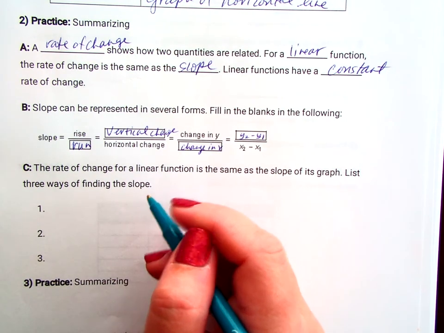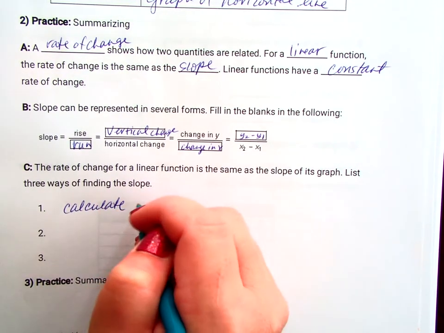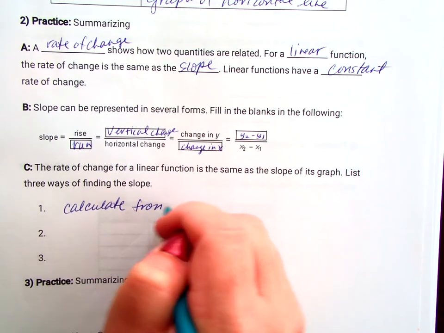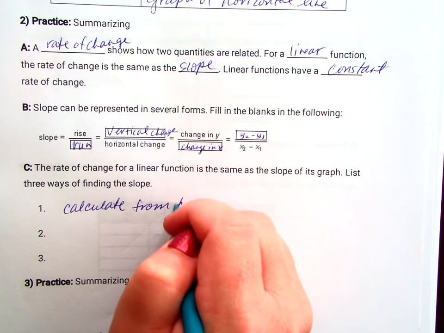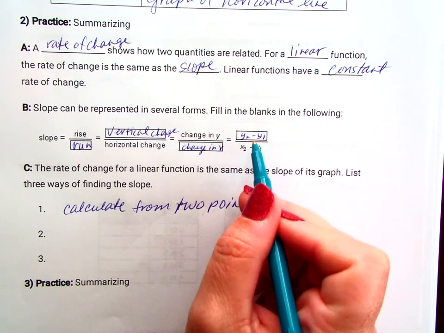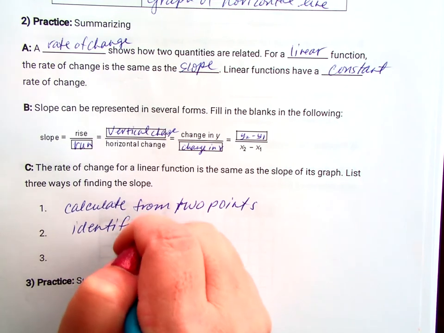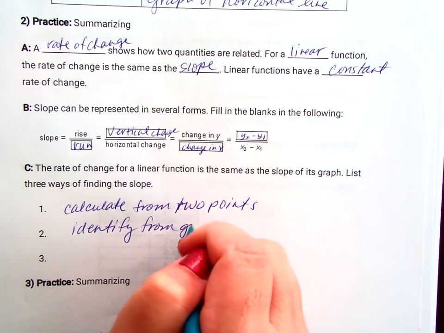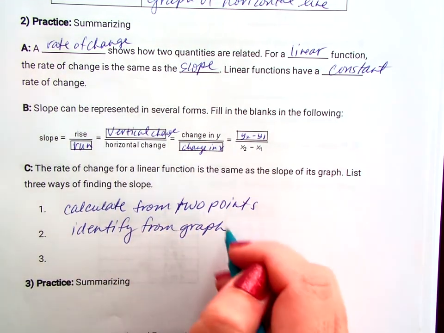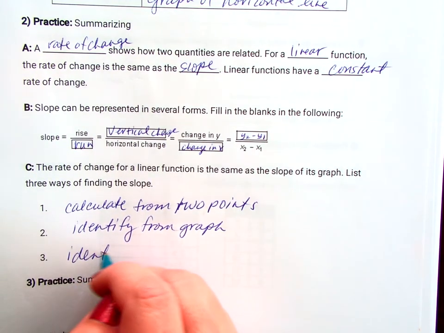What are 3 ways of finding the slope? We could calculate it, given 2 points, using this slope formula. We could identify it from a graph, meaning count how much up and over, what is the rise or the run, just actually count it. Or we could identify it in an equation.